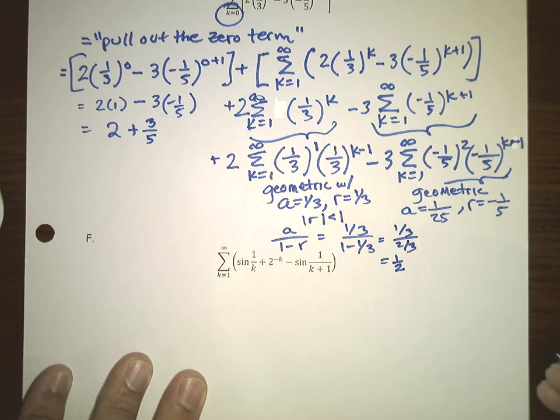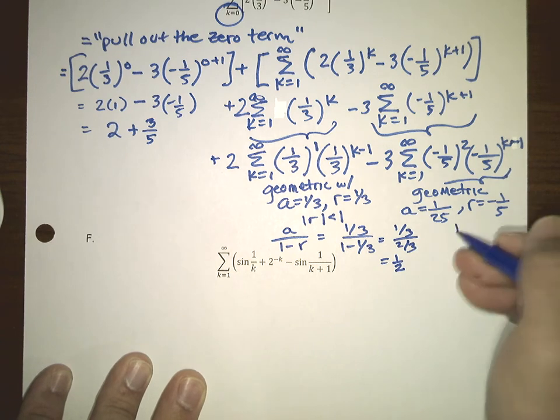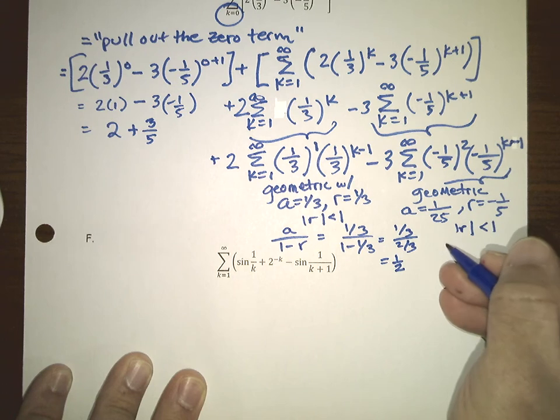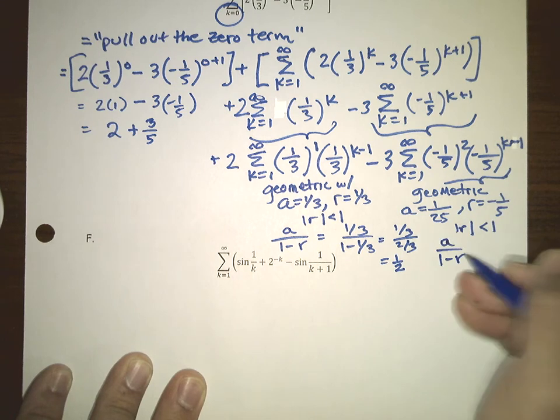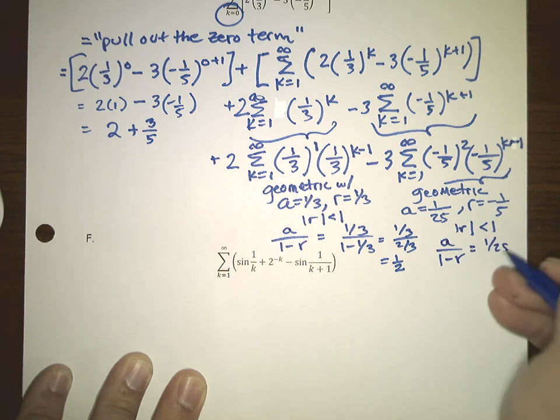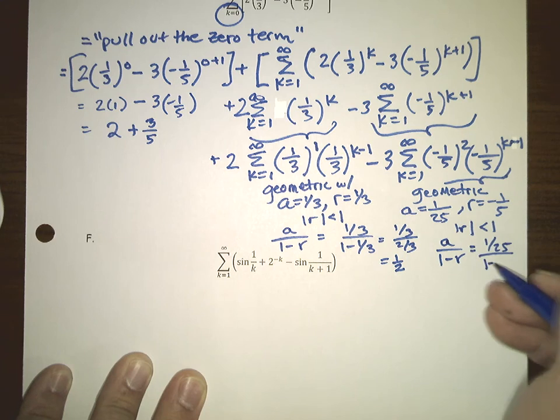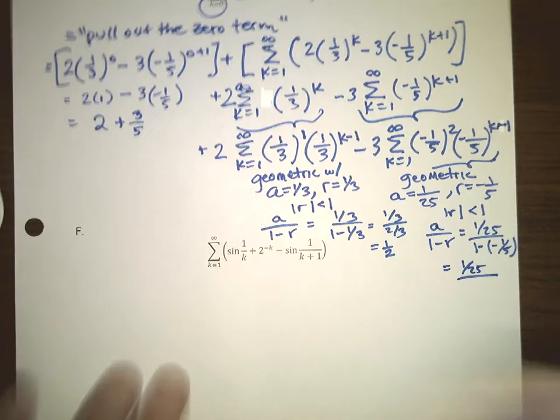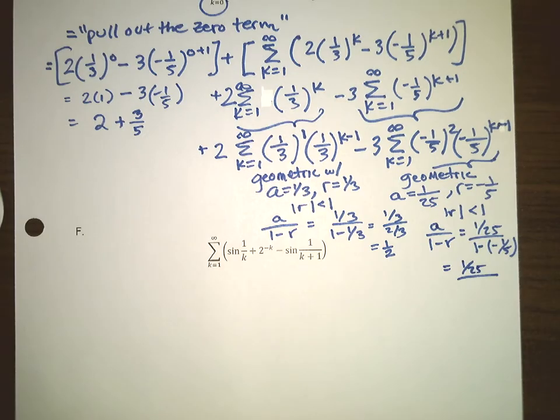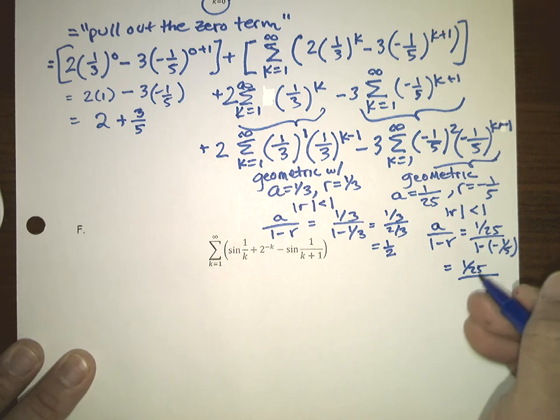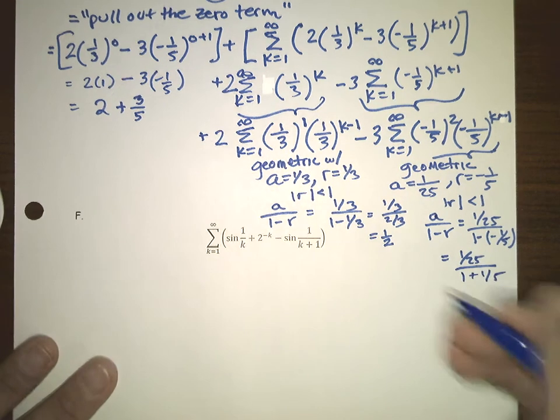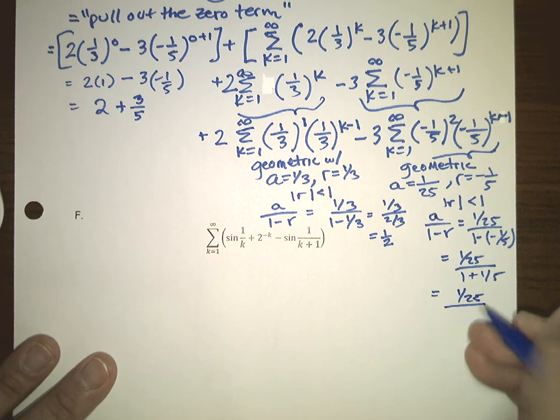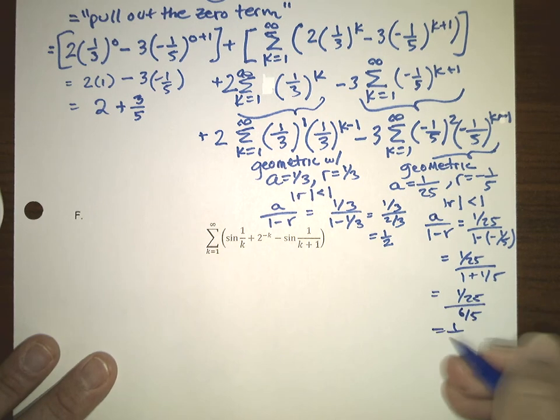And then the next one, absolute value of r is less than 1. So this ends up being a over 1 minus r. So 1/25 over 1 minus a negative 1/5. So that will be 1/25 over, that's quite a lot here, but that would be 1 plus a fifth. So that will be 1/25 over 6/5. So that's 1/25 times 5/6.